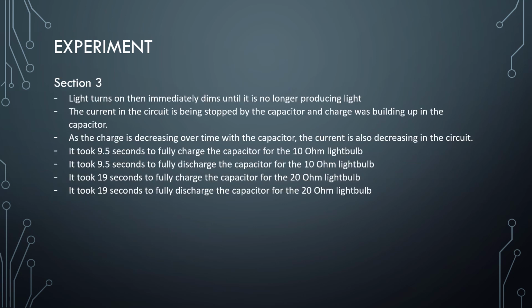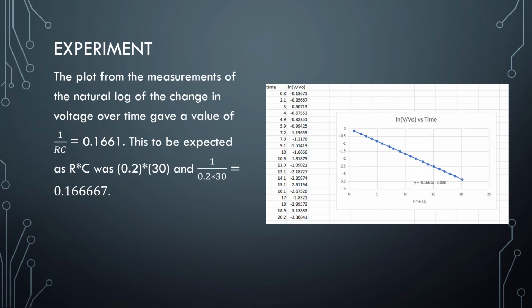For section 3 of the experiment, the light turns on and then immediately dims until it's no longer producing light. The current in the circuit is stopped by the capacitor, and charge was building up in the capacitor. As the charge is decreasing over time with the capacitor, the current is also decreasing in the circuit, and we found that the charge of the capacitor is equal to the discharge of the capacitor throughout the circuit. The plot measurements discussed here and shown here were also discussed in the beginning of the slide.